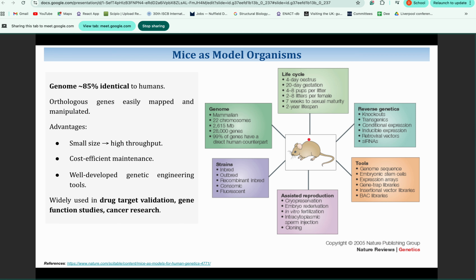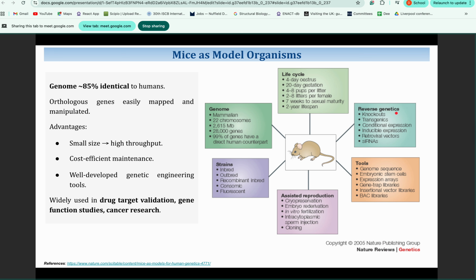In this they have mentioned that the life cycle of a mouse has a 4-day oestrus, 20-day gestation, 4 to 8 pups per litter, and 2 to 8 litters per female, 7 weeks to sexual maturity, and 2 years is their lifespan. So they have a very short life cycle and a better reproduction rate.